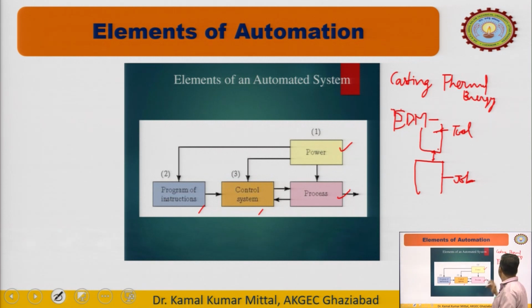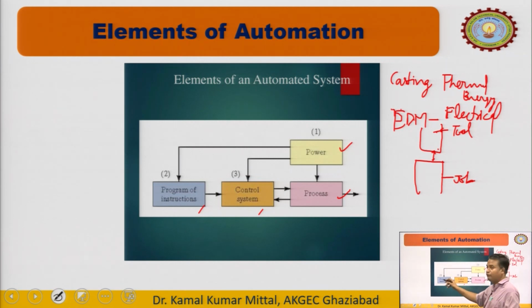Electrical discharge machining, and energy is electrical energy required. So electrical energy is required. Similarly, like in case of machining, there is a chip formation. So machining is the process and mechanical energy is required. Similarly, in case of forging, mechanical energy is required and forging is the process to deform the shape of a certain object. So power is needed for the process.